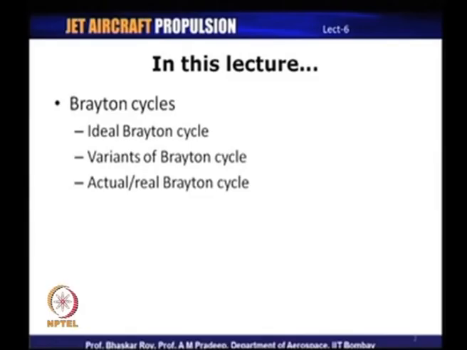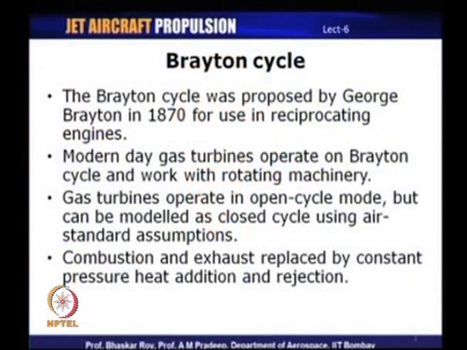Brayton cycle. So, the Brayton cycle was proposed by George Brayton in the 1870s, and initially it was proposed to be used for reciprocating engines, but as we know now, the Brayton cycle forms the basis for all jet engines, which are rotary in nature. They are not reciprocating engines, they are rotary engines. And so, modern day gas turbines operate on the Brayton cycle, but it basically works with rotating machinery.